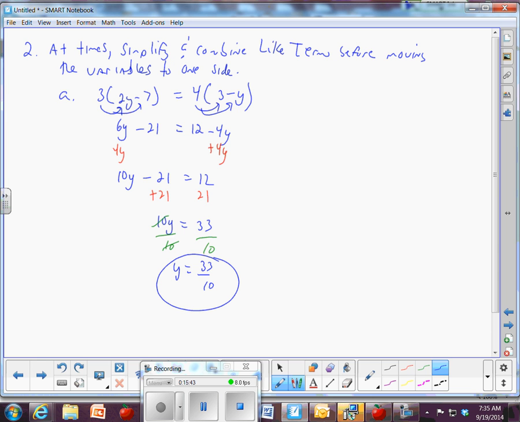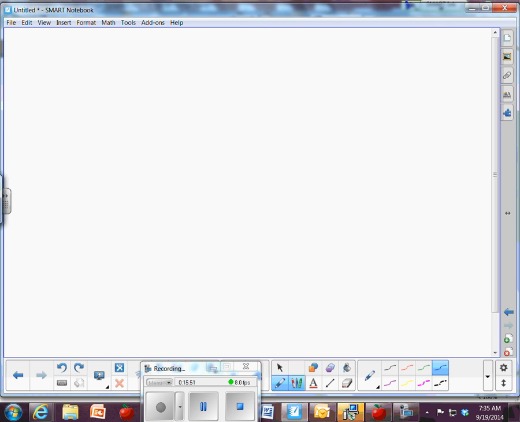I'm done, and I'm ready to roll on to the next problem. Okay, let's try one more here. This one, B. So what would you do with something like this? 2 times the quantity x minus 3, plus 6 equals 3x plus 2 minus the quantity 2 minus x.